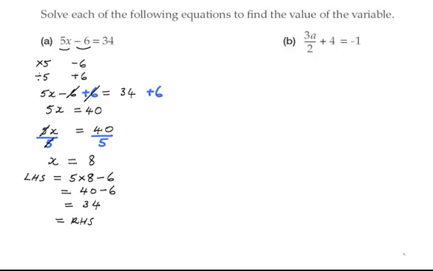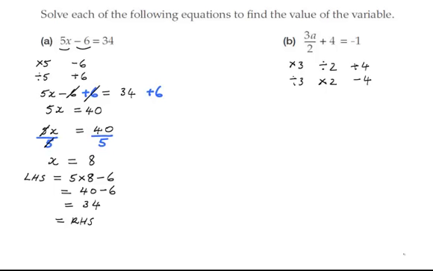For part B, we have 3a over 2 plus 4 equals negative 1. There are three operations here. We have multiplication by 3 times a, we have division by 2, and we also have addition, plus 4. Three operations. The inverse of multiplication by 3 will be division by 3. The inverse operation to division by 2 is multiplication by 2, and the inverse operation to plus 4 is minus 4.